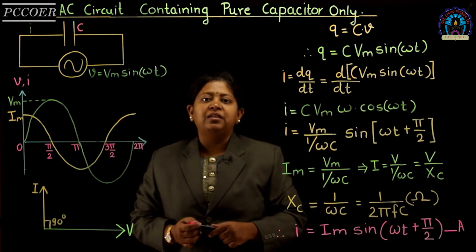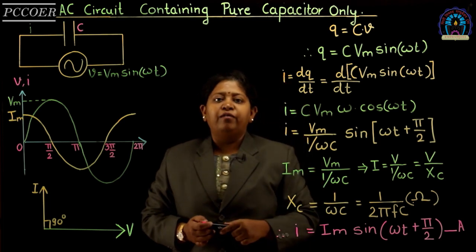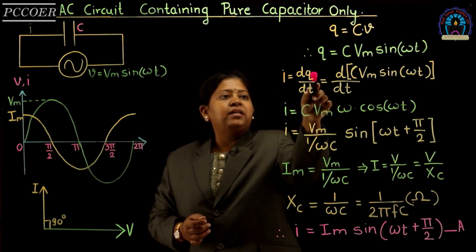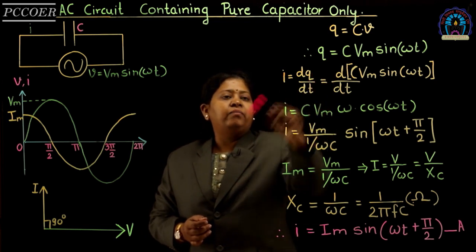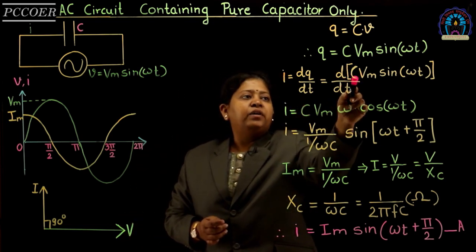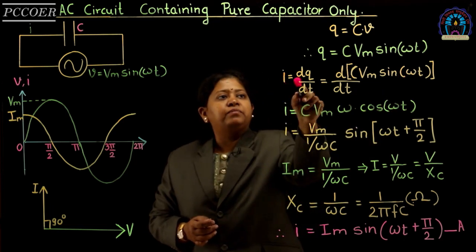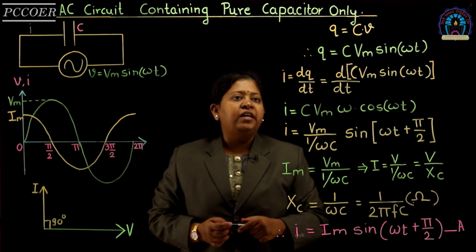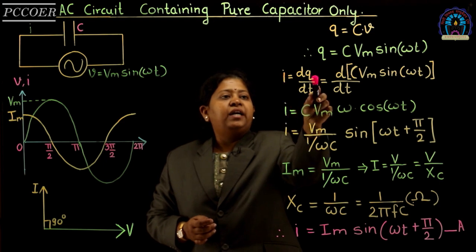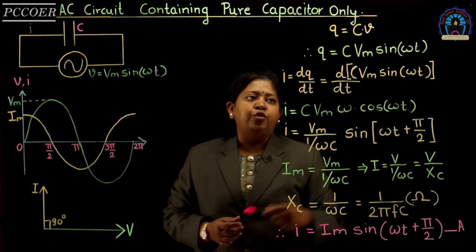Now we want to find out the current flowing in the circuit. This current is equal to the rate of flow of charge with respect to time. I is equal to dq by dt. So let us substitute the expression of Q in the equation of I. So I is equal to d by dt of C Vm sin omega t. If we differentiate this expression of Q with respect to time t, we get the expression of the instantaneous value of current. So I is equal to dq by dt is equal to d by dt of C Vm sin omega t.